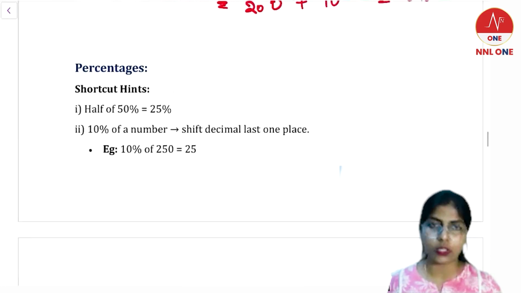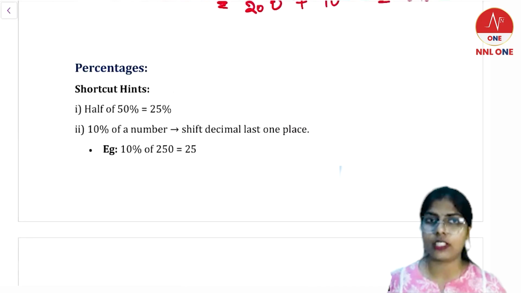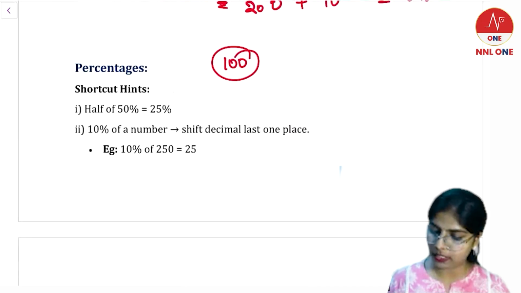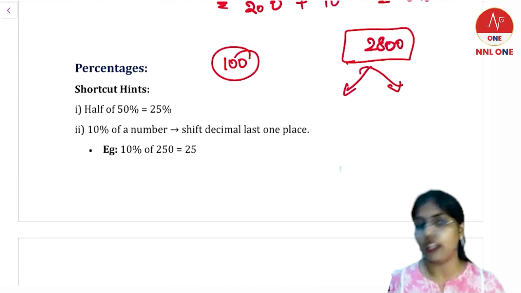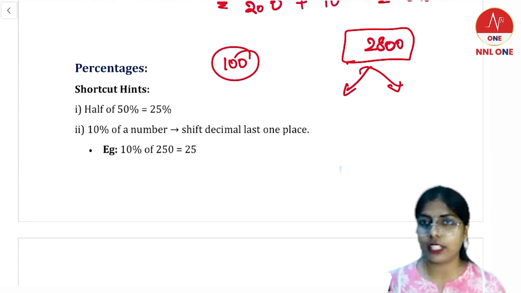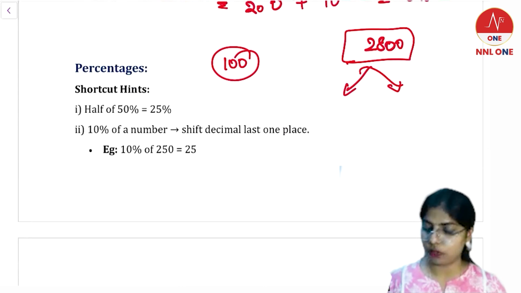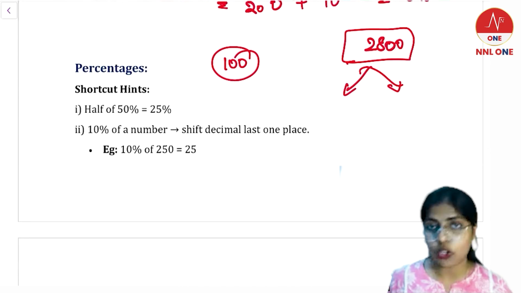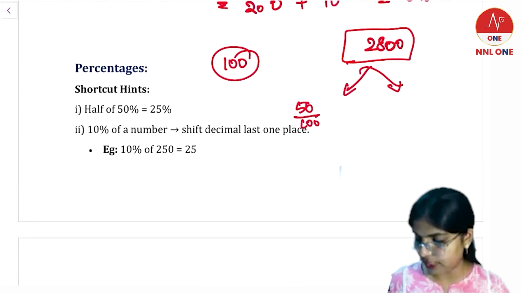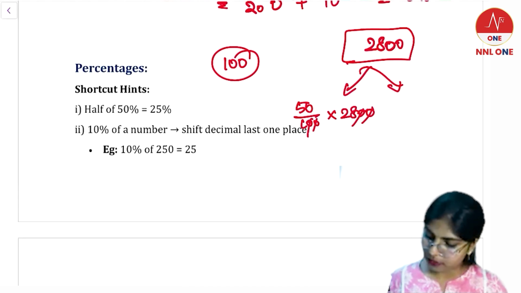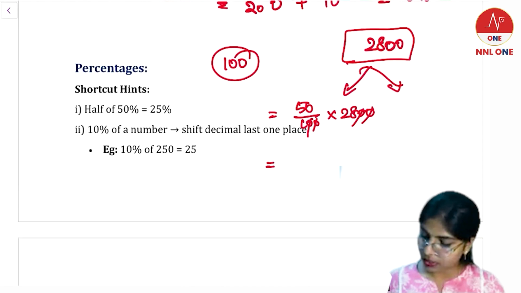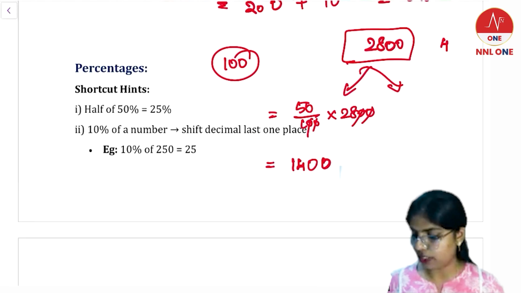Okay. Percentages are always denoted by the number 100. For example, we are taking 2800. In the normal method, if the question asked is, what is 50% of 2800? How will people solve it? 50 by 100 into 2800, and we'll be cancelling it. 5 into 40, 5 into 8 is 40, 5 2s are 10. So 1400 will be your answer.